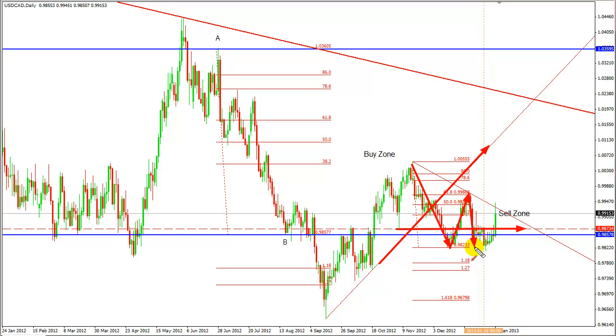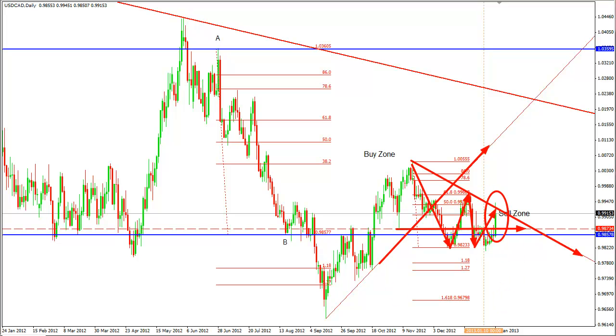But then what did we see? We saw this retracement up to this area right here. And at the moment, we're now bouncing on the back of this trend line. Now, what we need to do is wait and see what's going to happen, because this is going to be the point of reference right here that we need to watch.